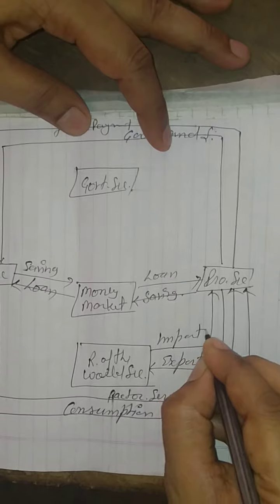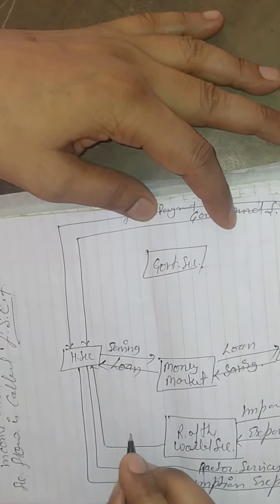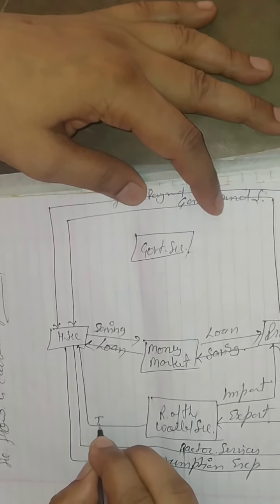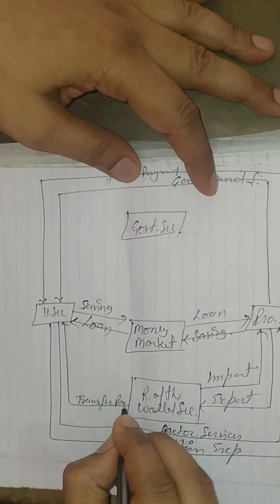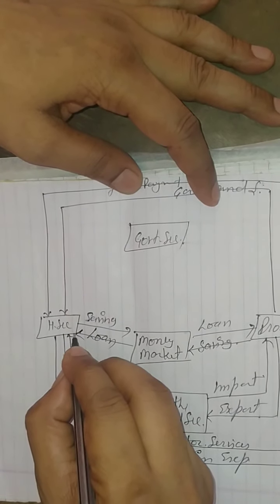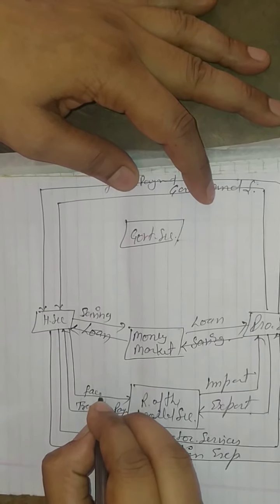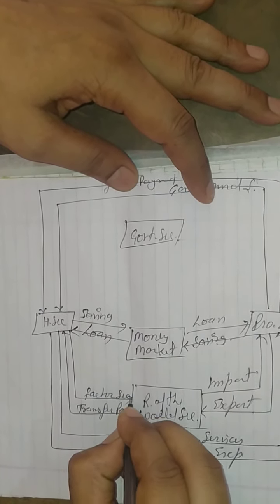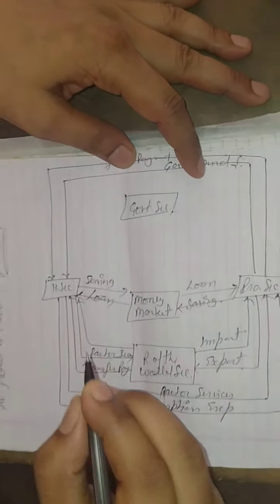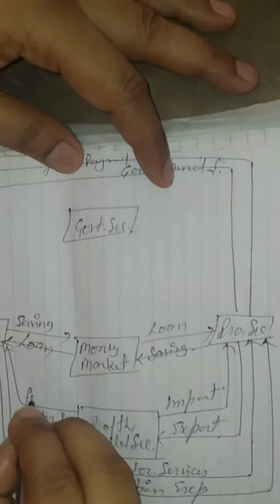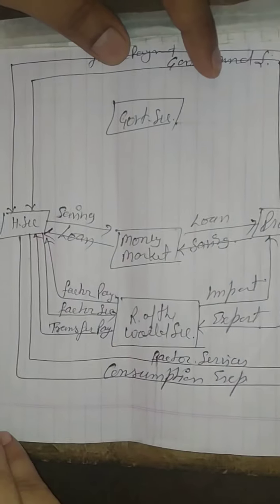Household sector receive some transfer payment from rest of the world sector, paid some factor service to rest of the world sector, and receive some factor payment from rest of the world sector.